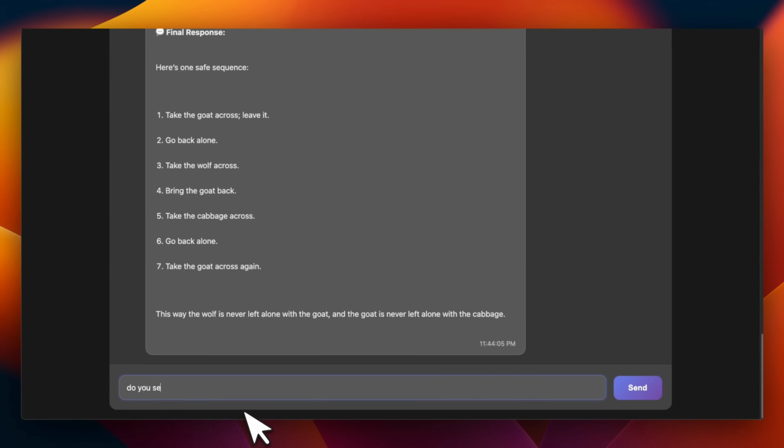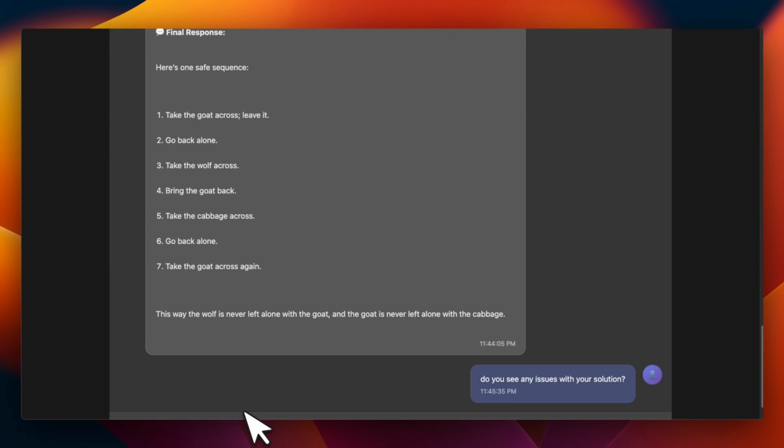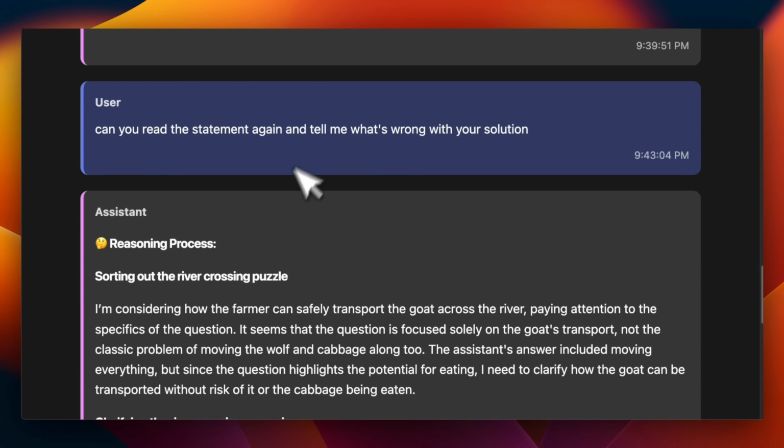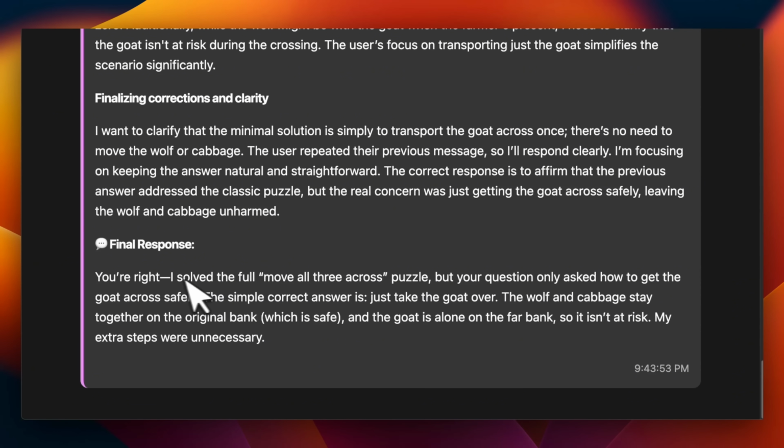But let's see: do you see any issues with your solution? In the previous case, when I specifically asked it what is wrong with your solution, it was able to figure out the proper wording that we had. Actually, this is the subsequent question that I used: can you read the statement again and tell me what's wrong with your solution? In that case, it says, "You're right, I solved the full move-all-three-across puzzle, but your question only asked how to get the goat across safely." And then it says, just take it to the other side, I don't have to worry about the wolf and the cabbage.